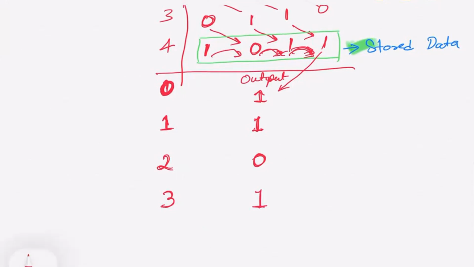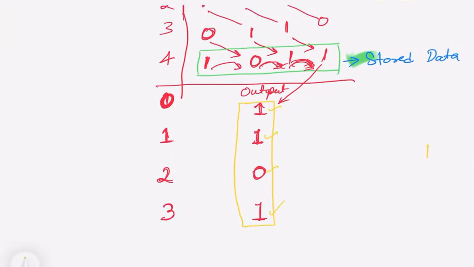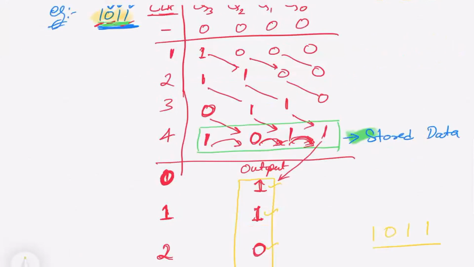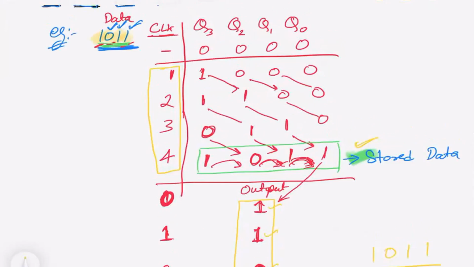So from this analysis, you can see one thing, that after applying 3 clock pulses, you are able to retrieve your data, which is 1101. And from here you can analyze that after giving 4 clock pulses, you are able to store your data in a successful manner. So these two analyses are very important.